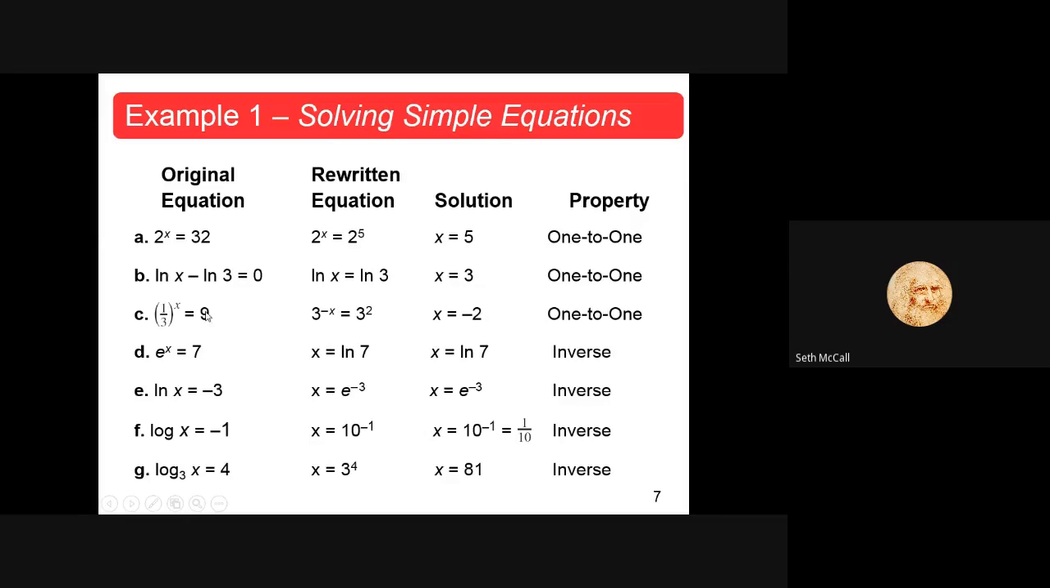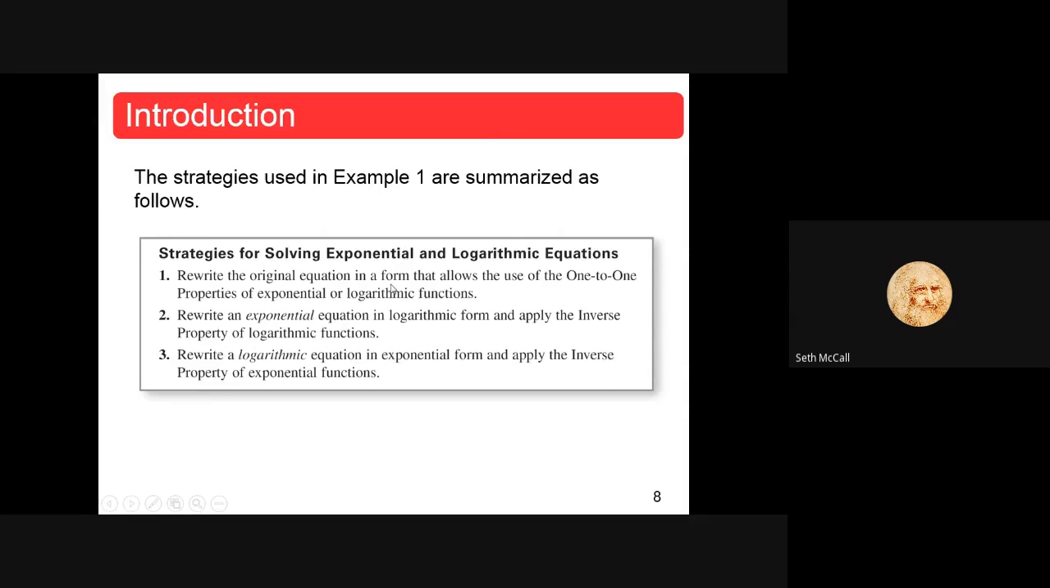You can see we have this 1/3 and we have this 9. That's a very common strategy to solving these, and it works a lot of the times. Part 2, they asked you to rewrite an exponential equation in logarithmic form and apply the inverse property of logarithmic functions. And 3 is very similar.